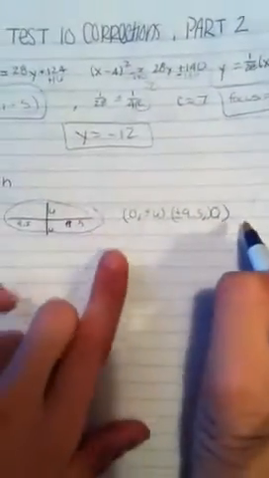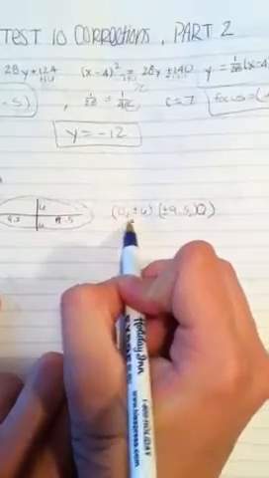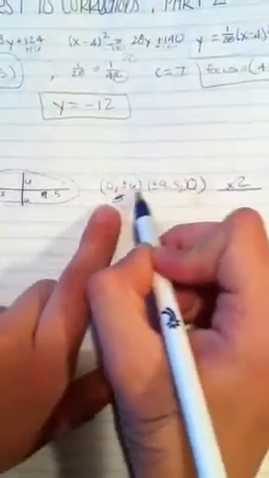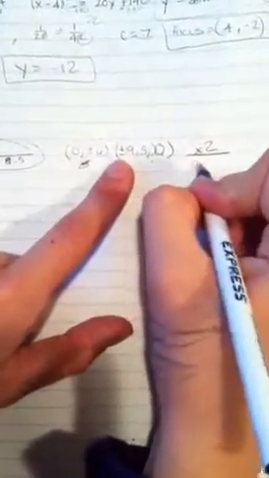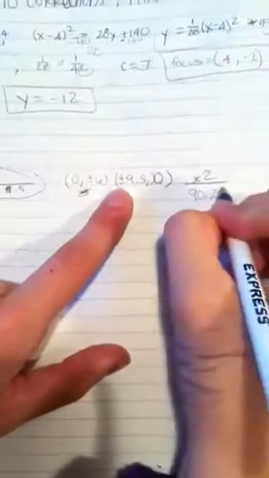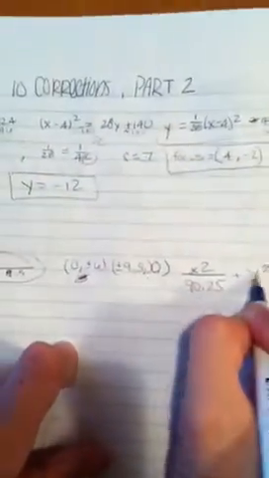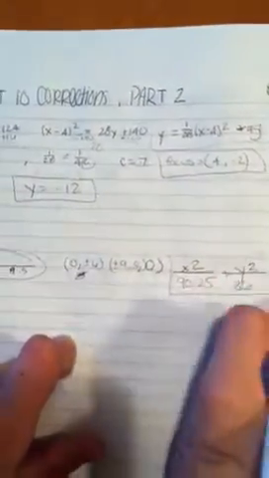So then you'd have x squared over, you'd square these two because this is a and b, you square them to get 90.25 and 36. So then you'd have x squared over 90.25 plus y squared over 36 is equal to 1.